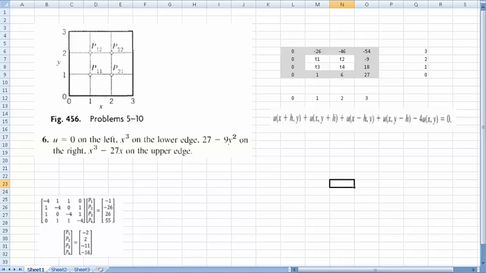This equation, when I apply it to T1, would say the neighbor on the left is 0 plus T2 plus T3. Let's see. So I did left and right, bottom, and then minus 26, and then minus 4 times T1 equals 0.